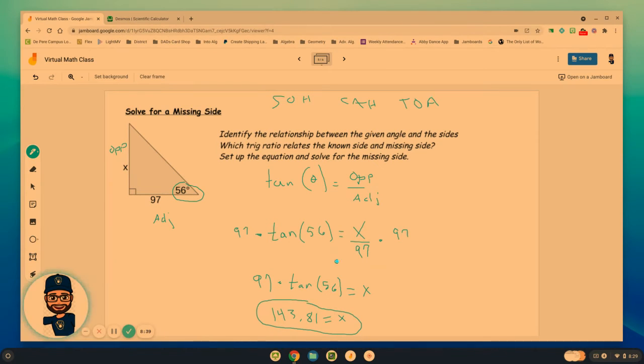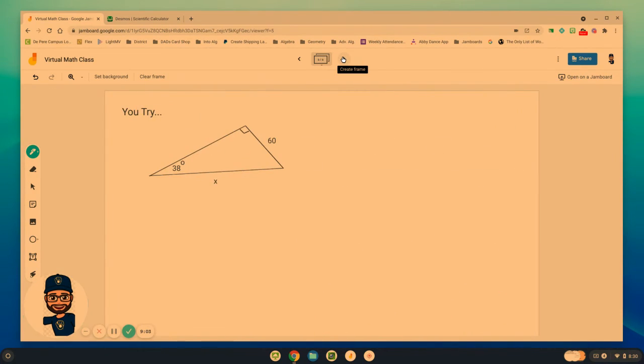Okay, so we've got to go through this step. Whichever angle they give us, identify what names we would give to the sides that they're given and the side they're looking for. What names, and then identify which trig ratio, which one of those three relates all of that information, and then set it up so that we can solve. Why don't you take a minute and try this one on your own?